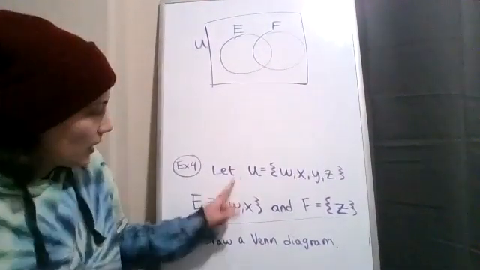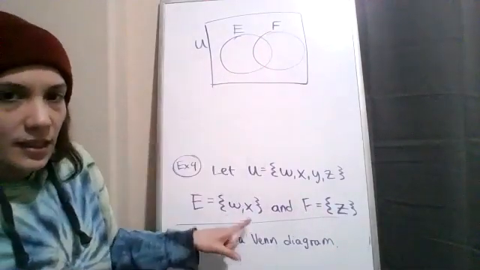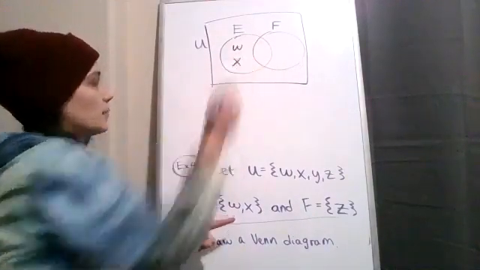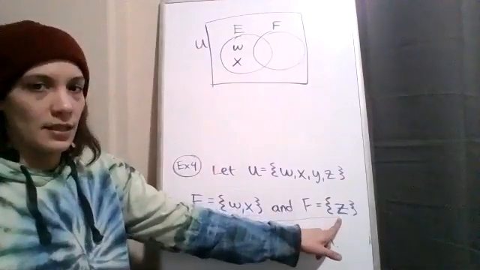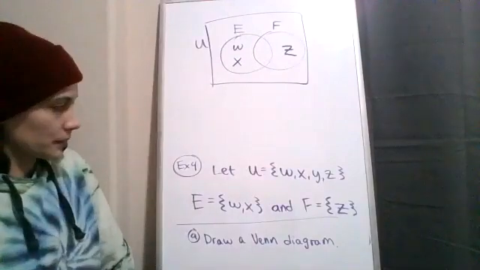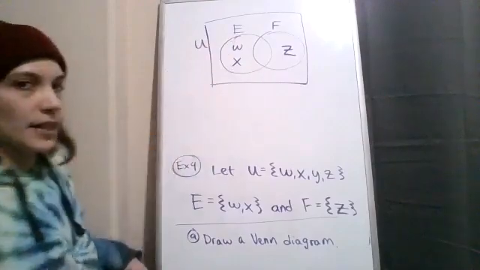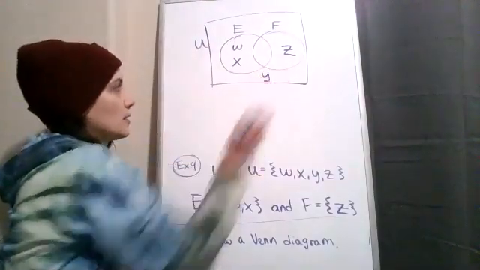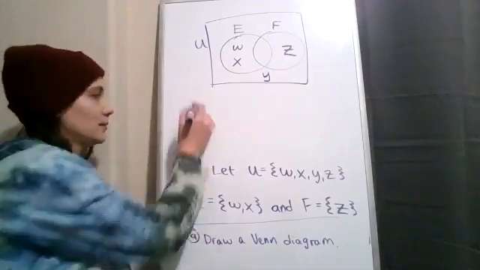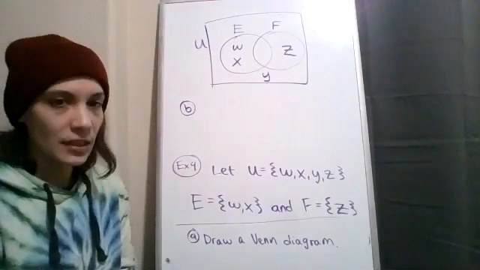There's nothing common to the sets, so this part will be empty. In the set E, W and X are sitting inside. Set F has the element Z. And then put Y somewhere outside of those sets. And we're good. Okay, now we find E union F.